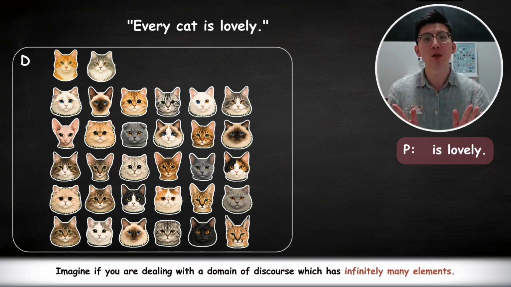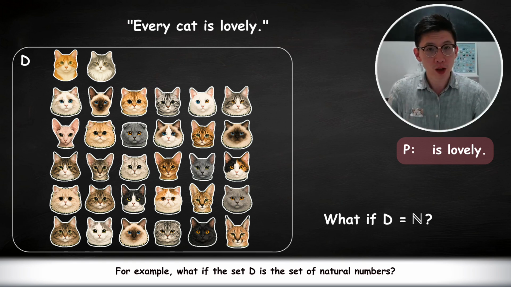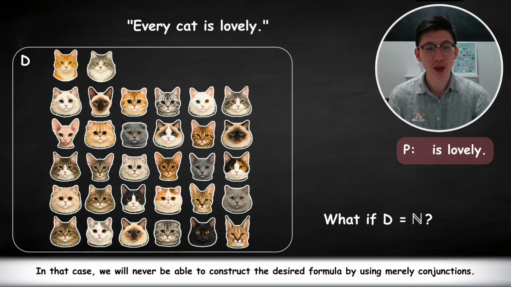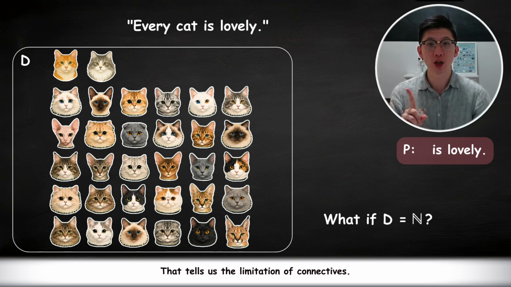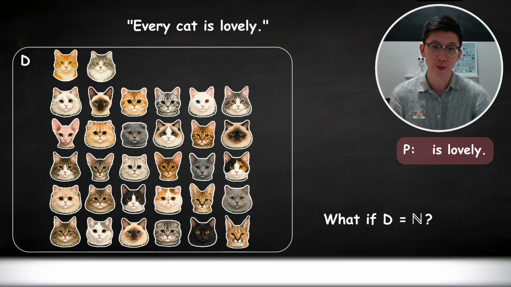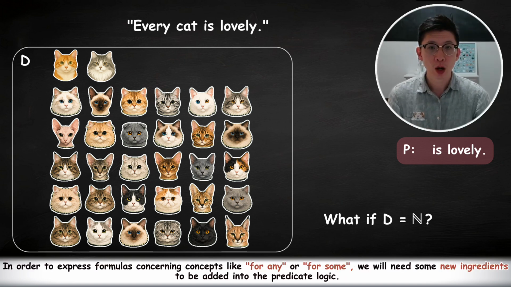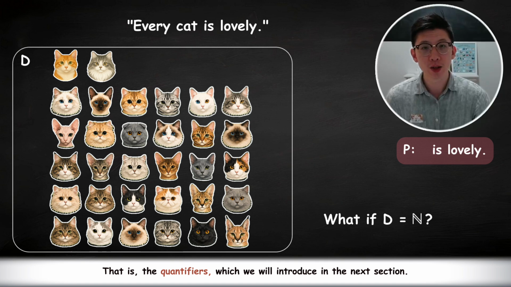Imagine if you are dealing with a domain of discourse which has infinitely many elements. For example, what if the set D is the set of natural numbers? In that case, we will never be able to construct the desired formula by using merely conjunctions. That tells us the limitation of connectives. In order to express formulas concerning concepts like "for any" or "for some", we will need some new ingredients to be added into the predicate logic. That is, the quantifiers, which we will introduce in the next section.